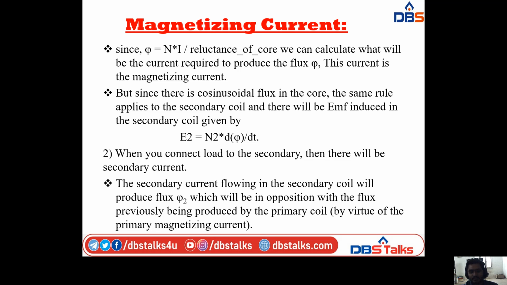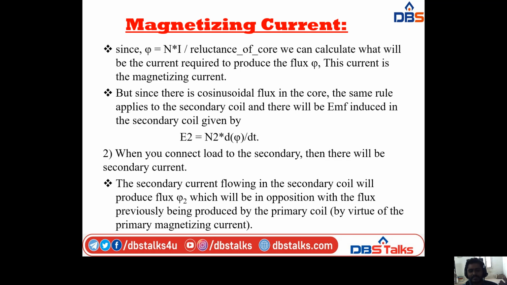So when you connect a load to the secondary, up to now we discussed that the load is not connected to the secondary, and now you connect the load to the secondary, then there will be a secondary current. The secondary current flowing in the secondary coil will produce secondary flux phi 2, which will be in opposition with the flux previously being produced by the primary coil.